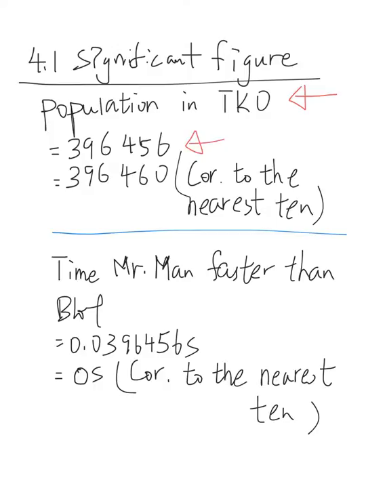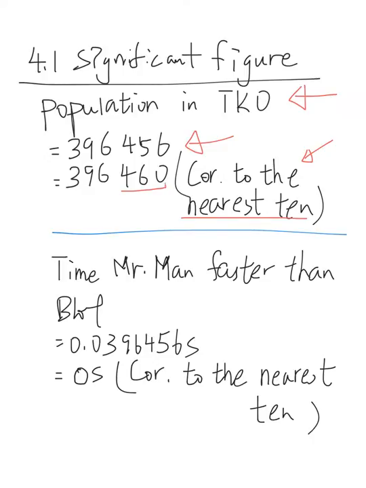396,456. If you want to make it a little bit simpler, we approximate the population, corrected to the nearest 10. So it becomes 396,460. So we are a little bit approximate here.